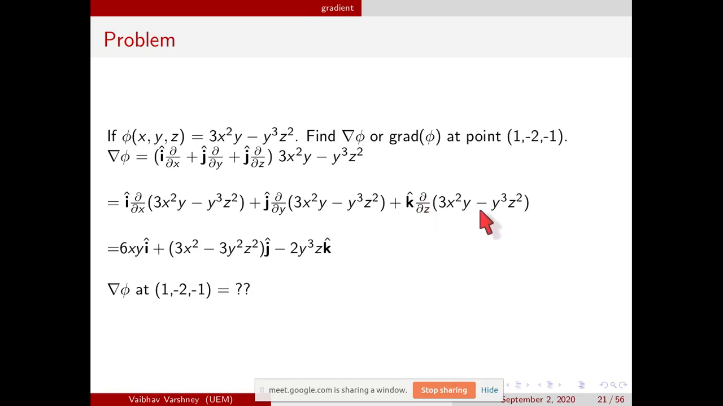Similarly, del by del z operates only on the second term because the first term doesn't have any z component, and when it operates on y cube z square, the derivative of z square is 2z, so it is 2y cube z k cap. So this is the gradient of phi. Any problem till this equation?